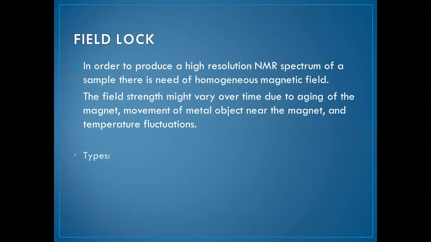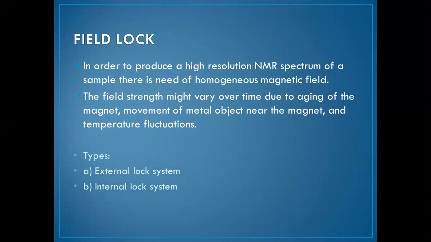So the second component is the field lock. In order to produce a high-resolution NMR spectrum of a sample, there is a need for a homogeneous magnetic field. The field strength may vary over time due to aging of the magnet, movement of metal objects near the magnet, and temperature fluctuations. So what are the types of field lock? There are two types. First, external lock system, then internal lock system.